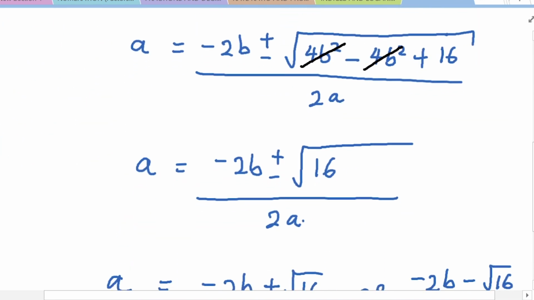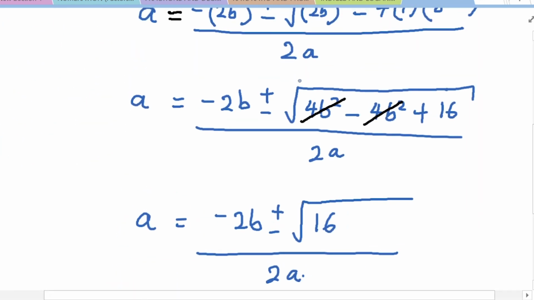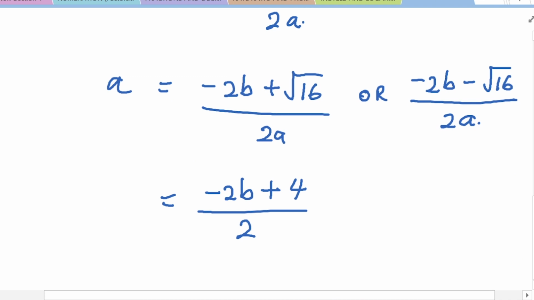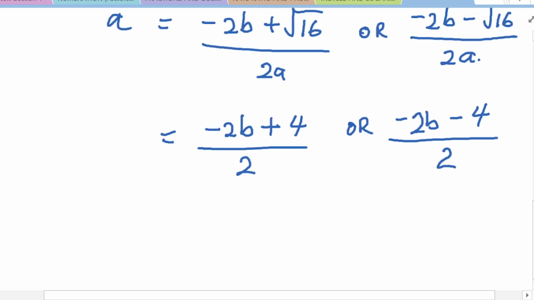I don't know why I had forgotten to substitute it here. So this value of a, the a here is 1, 2 times 1, which is still 1, right? So it means that here the value of a is 2 times 1, which is 2. Or this is minus 2b minus the square root of 16, which is 4. Divide that by 2 times 1, which is 2, like that.